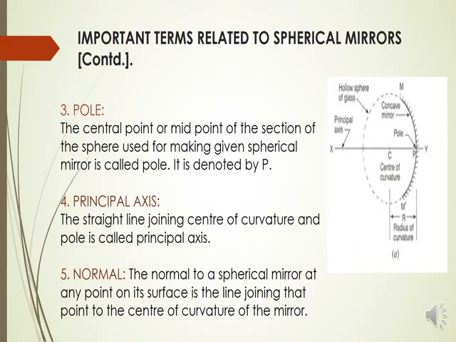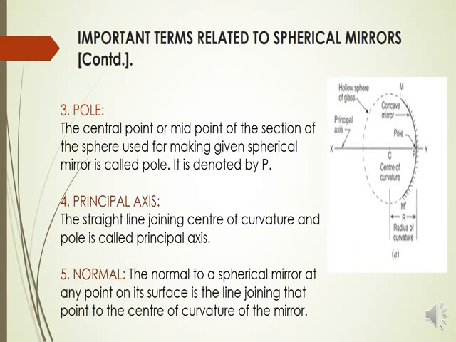Number 5. Normal. The normal to a spherical mirror at any point on its surface is the line joining that point to the center of curvature of the mirror. So dear student, if you want to draw the normal at any point on the spherical mirror, then you will join that point with the center of curvature and that line we call normal.